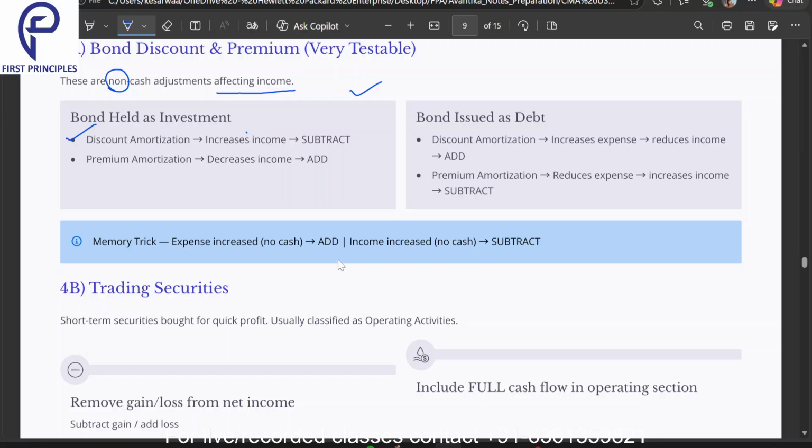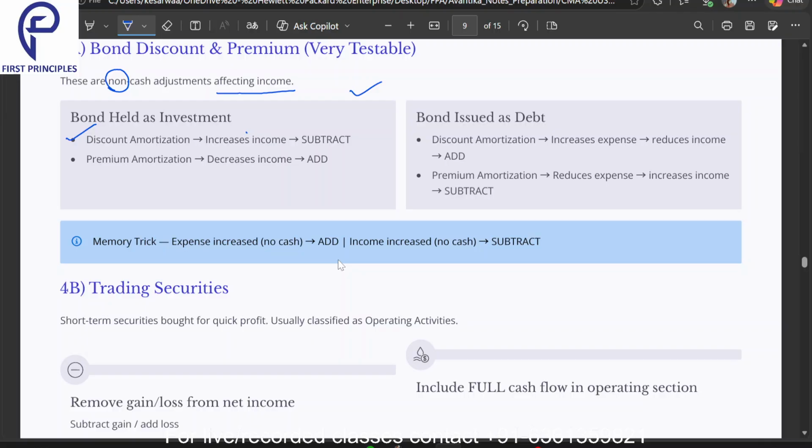Before we learn the bond discount and premium, one golden rule we need to know: we are preparing the statement of cash flows, and in it we have the net cash flow from operating activities using the indirect method. Now net income contains many items that did not involve any cash, but we want cash, so we are removing all the non-cash items. That means all the items from which no cash came in and no cash went out.